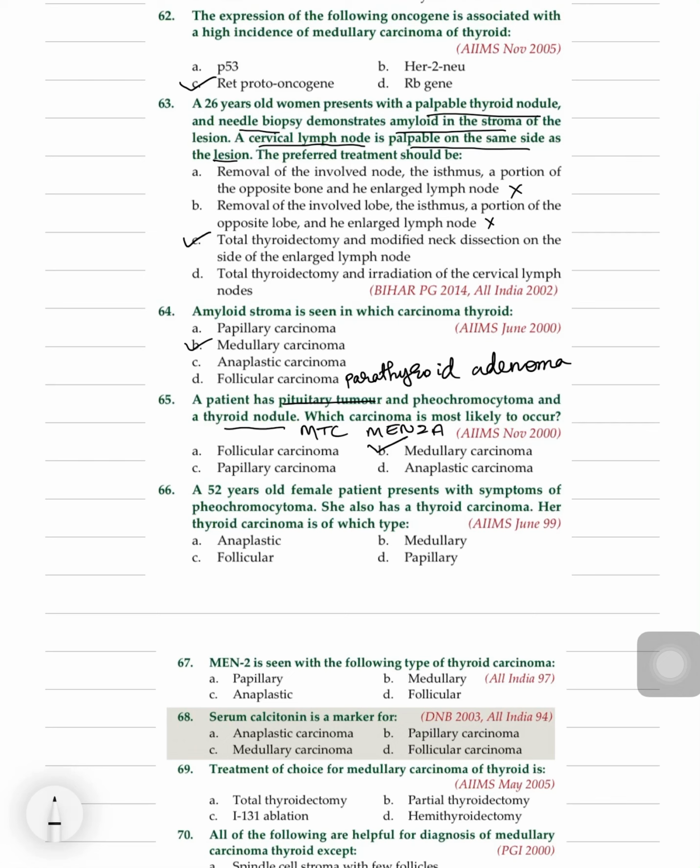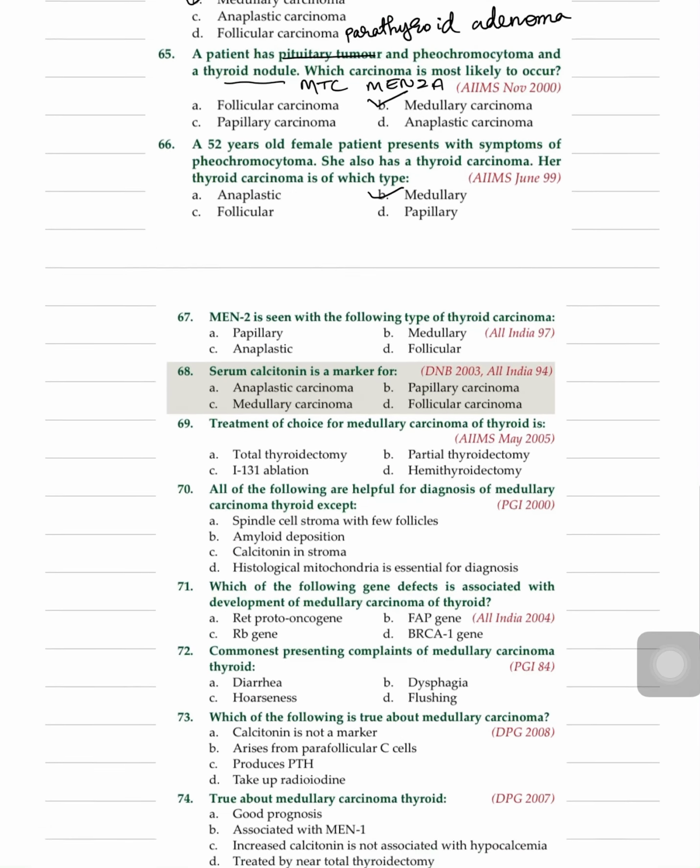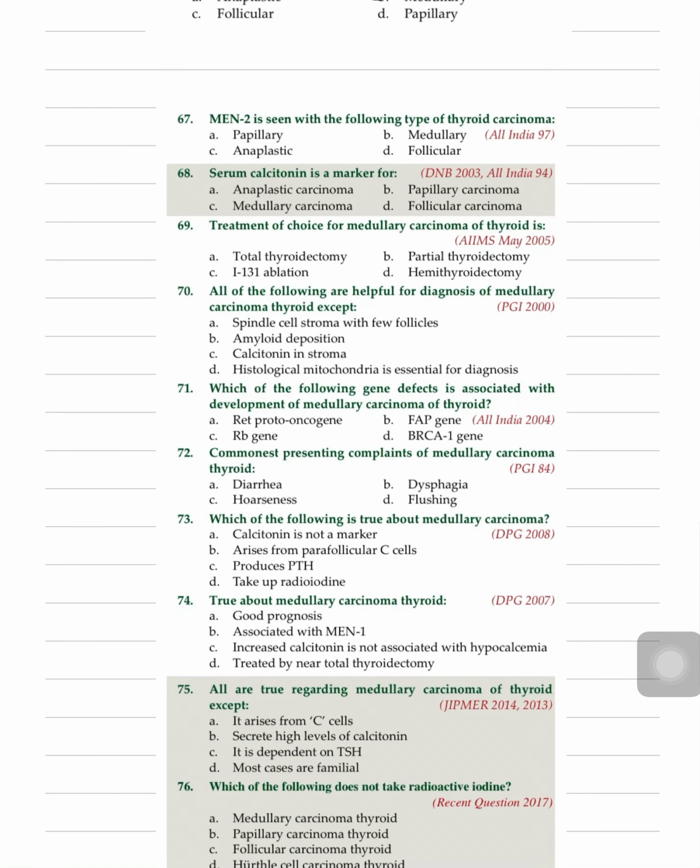A 52-year-old female patient presents with symptoms of pheochromocytoma. She also has a thyroid cancer. Her thyroid carcinoma will be medullary. MEN2 syndrome is seen with the following type of thyroid carcinoma: it is medullary. Serum calcitonin is a marker for medullary carcinoma. Treatment of choice for medullary carcinoma of thyroid is always total thyroidectomy.